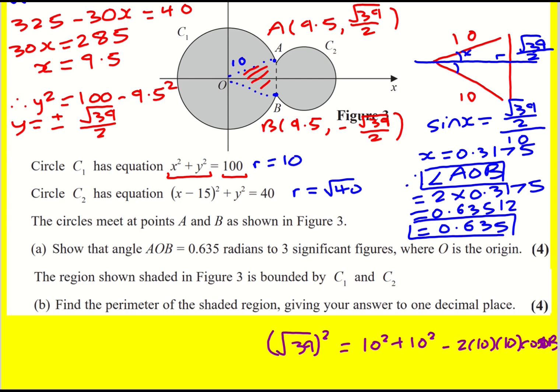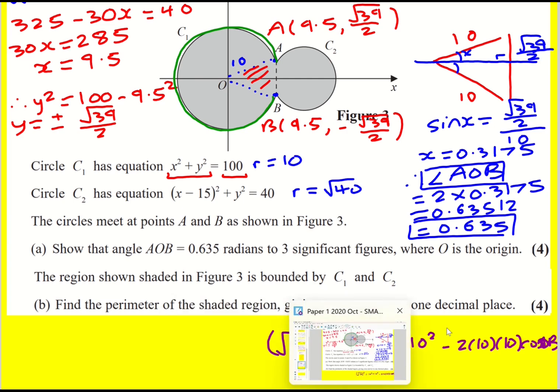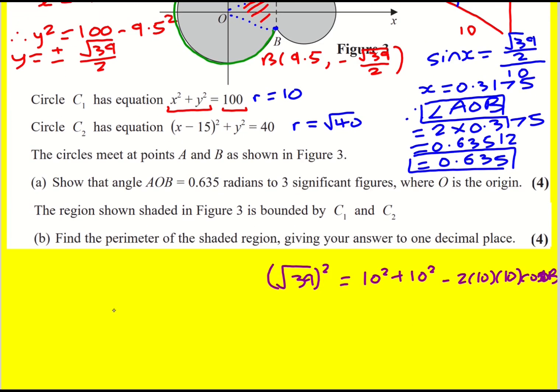Okay, and then just rearrange that, do inverse cos, and you'll also get the 0.635. So an alternative, but this is definitely a slightly quicker approach. We're now asked to find the perimeter of the shaded region, giving our answer to one decimal place. So we're going to consider each circle separately, and I'm going to start with the green one. I think I'm going to go straight for it, and then we'll deal with the other one. It'll be a similar sort of method to what we've done before.